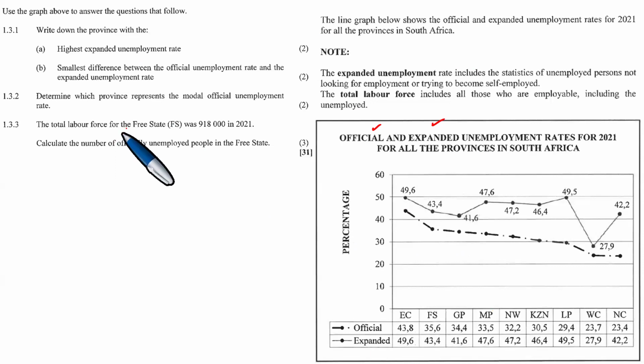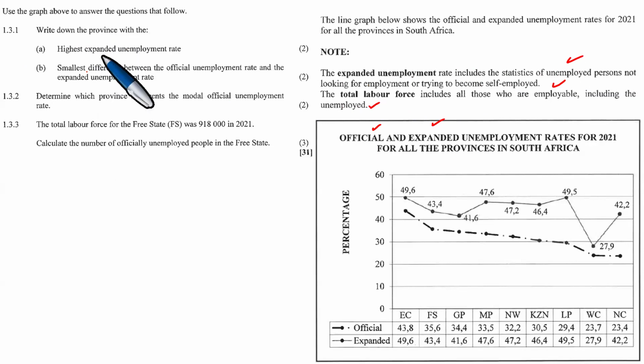We're able to see these particular questions. In other words, the total labor force includes all those who are employable, including the unemployed. So that is the labor force. But the expanded unemployment rate includes the statistics of unemployed persons not looking for employment or trying to become self-employed. Use the graph above to answer the questions that follow.